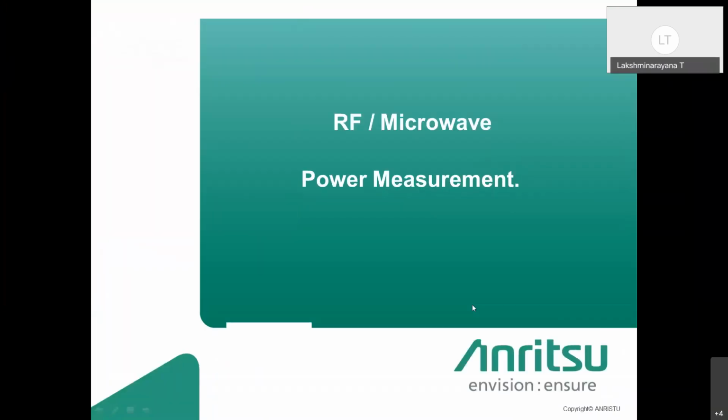So, good evening, everyone. We have come across the previous spectrum analyzer basics and signal generator basics with the portfolios. Now we will be going on to power measurement. So, what is power measurement?